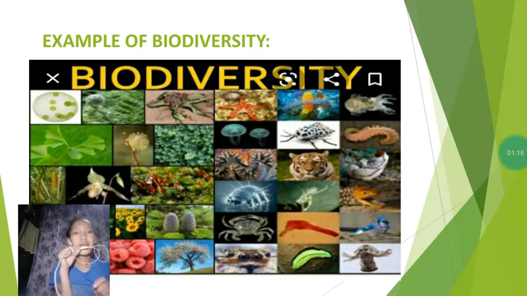And here are the examples of biodiversity. We can see in the picture, we have the plants, species, animals, and all living organisms, and plants in the ocean, which are considered biodiversity. And food or agriculture is also considered biodiversity.